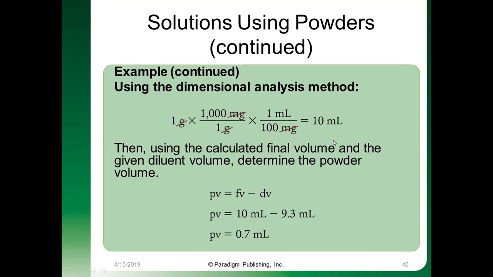Now we can go ahead and use our formula. Powdered volume equals final volume minus diluent volume. So our final volume was 10 mLs minus our diluent, which was 9.3. So 10 minus 9.3 is equal to 0.7 mLs of powdered volume.